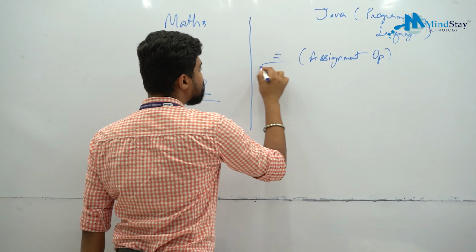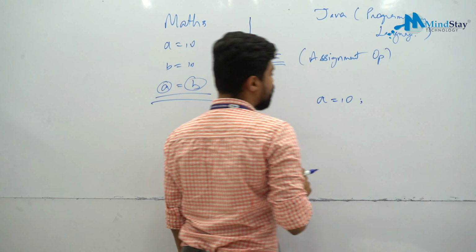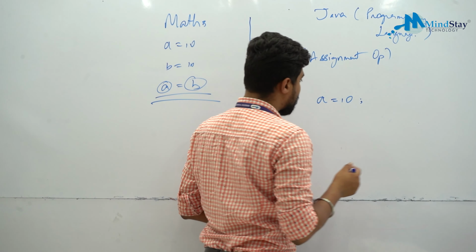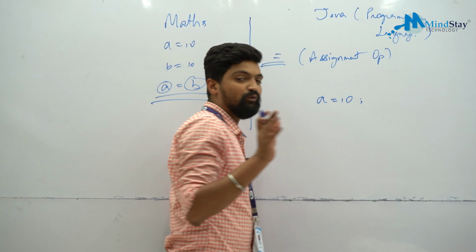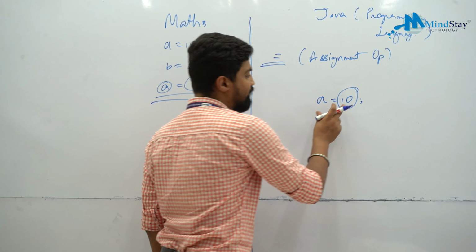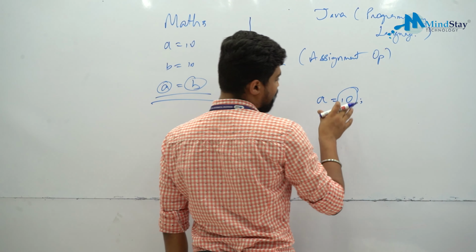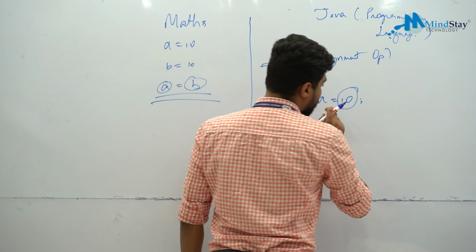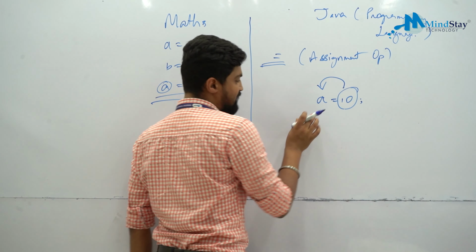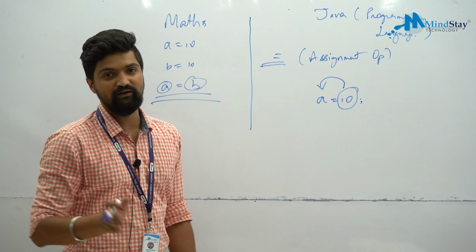Now what does this do? Let us say I have A equal to 10. Here I am not saying that my A should be 10 or it should be equal to 10. What I am trying to say is, whatever value you have in the right hand side part of your equal to sign, that value should be assigned to whatever variable is here, be it A, B, C, D, whatever it is.